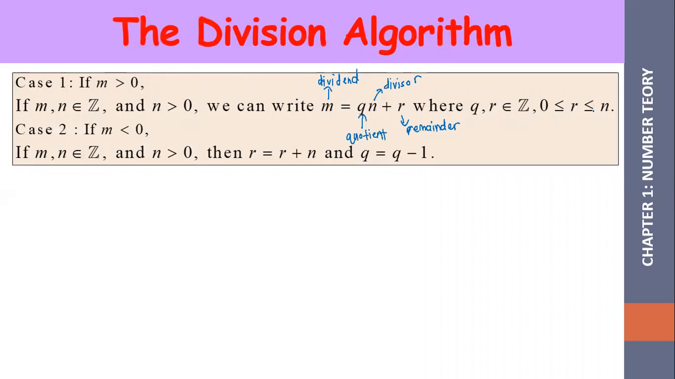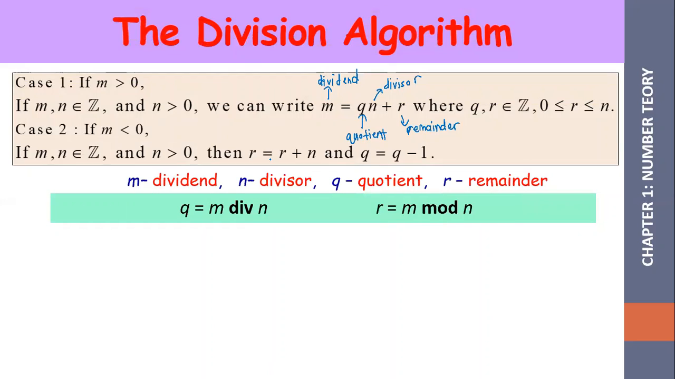Okay, and the second case, if the dividend m is less than 0, which is, the dividend is negative, then r is equal to r plus n, and q is q minus 1. Okay, so let's see the example.